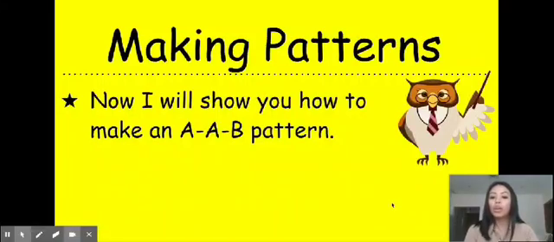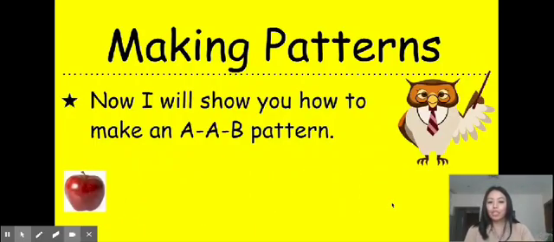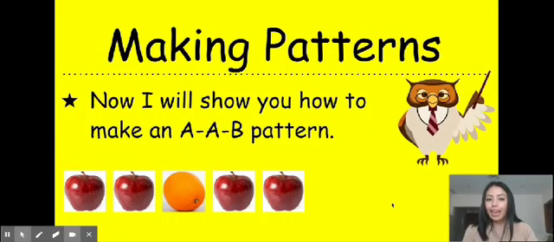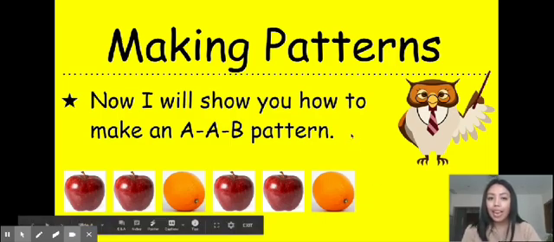I will show you how to make an AAB pattern. So we have an apple, an apple, an orange, apple, apple, and an orange. So if you can see in this AAB pattern, the A is an apple, the B is an orange.